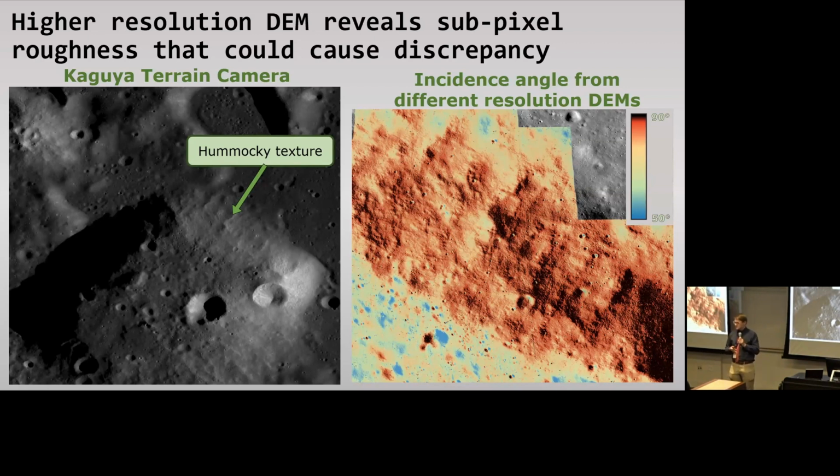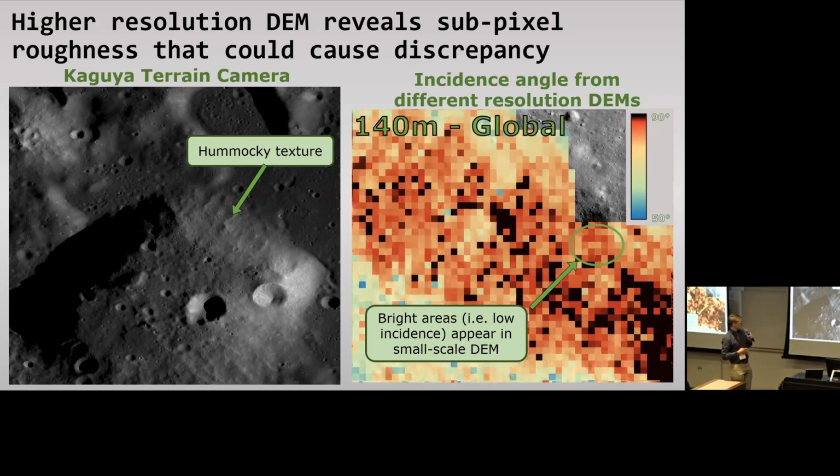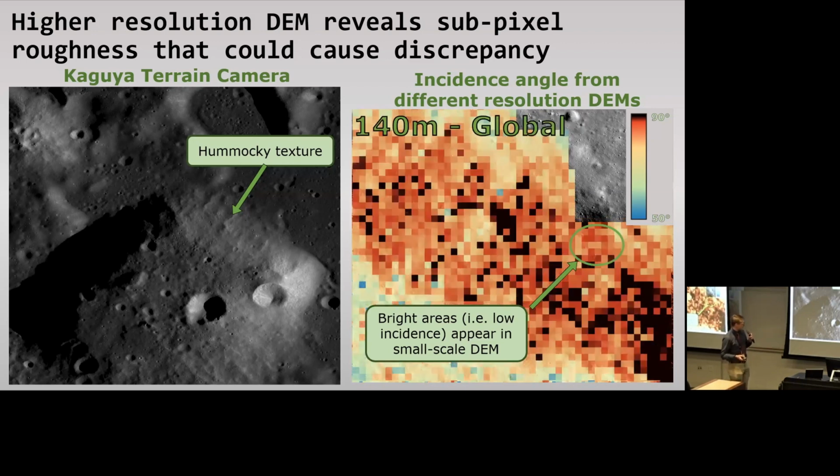And we think that some of this sub-pixel scale roughness might be affecting what each spectrometer is seeing at these different viewing geometries. So for example, this is an illumination map, and you can see that these craters right here at low solar incidence angle have these bright spots. But as you downsample to M-cubed spatial resolutions, they just get washed out.